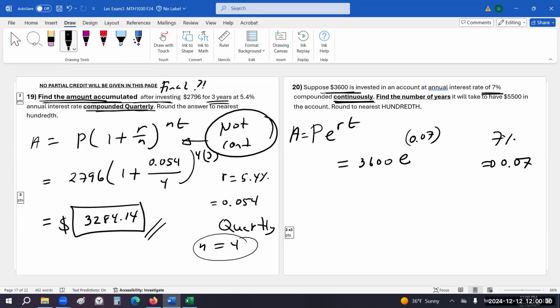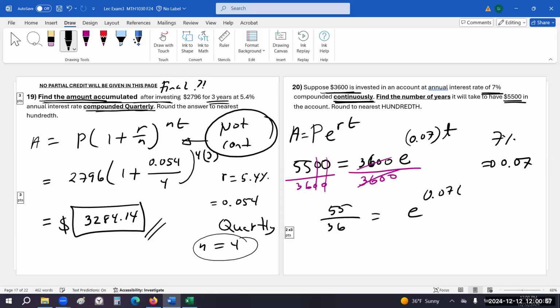And we are doing it for how many years? We don't know. But eventually our money will turn into 5500. We need to get rid of these coefficients. So our exponential becomes single e to the 0.07t. Now we can apply ln. When you apply ln, they cancel out.